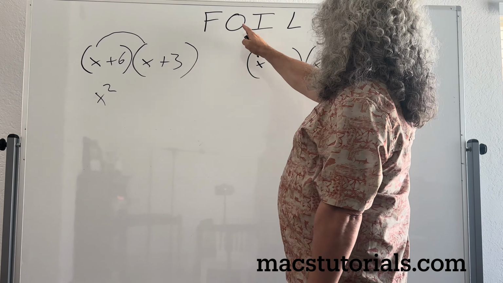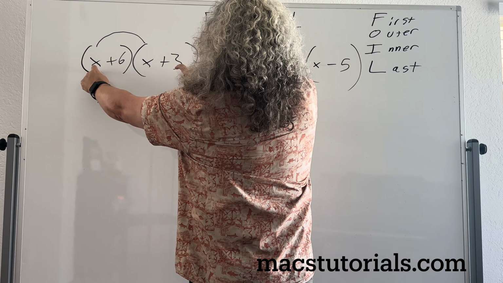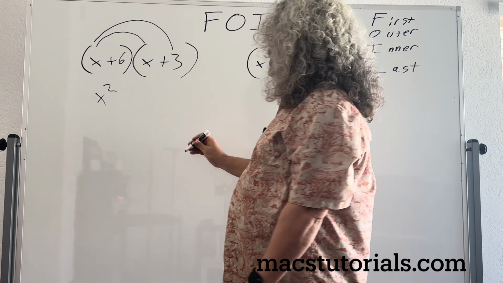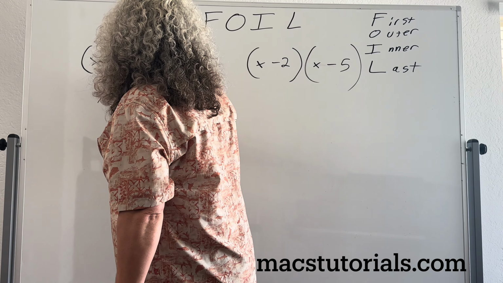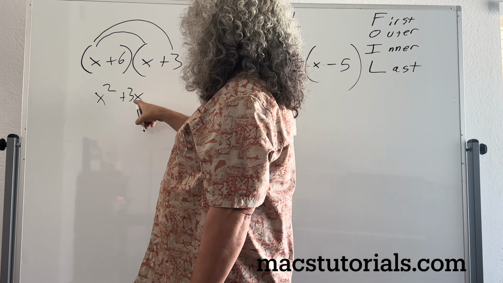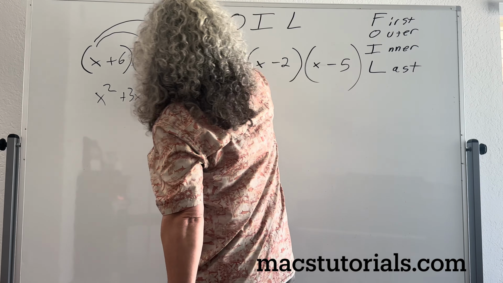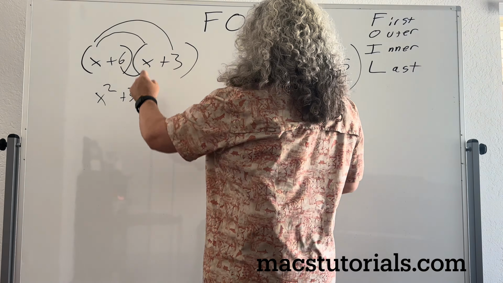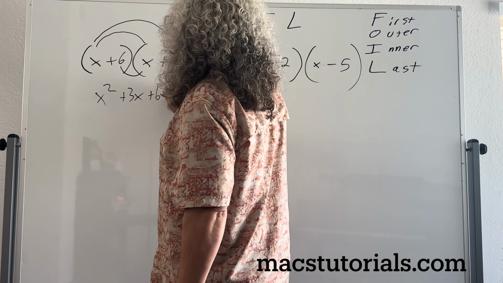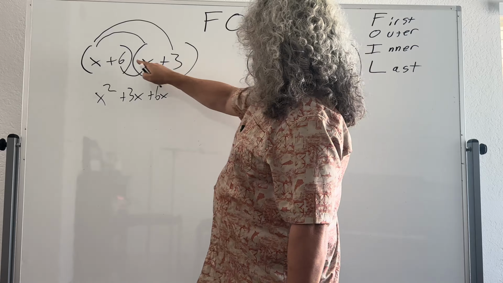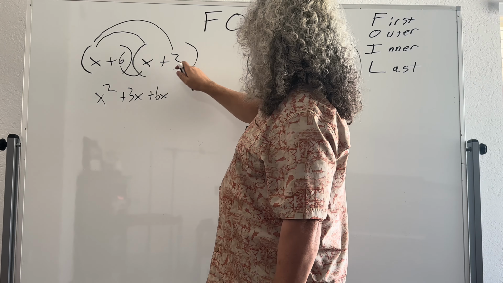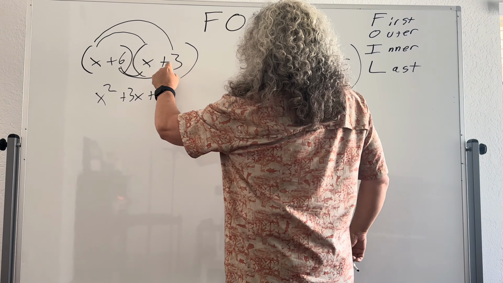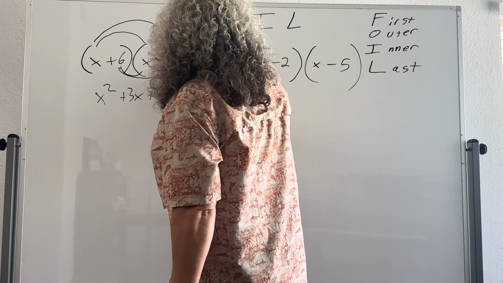Okay, now outers, these are the outies. So I'm going to go x times positive 3, and please say positive and negative. So that's plus 3x. Now I'm going to go to my innies. Here are my innies right here, and that's a positive 6 times a positive x, which would be a positive 6x. And then I do my last. That's the last one in that parentheses. Say it like this: positive 6 times positive 3 is a positive 18.